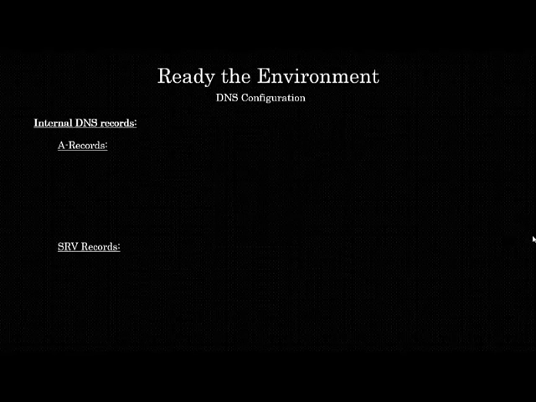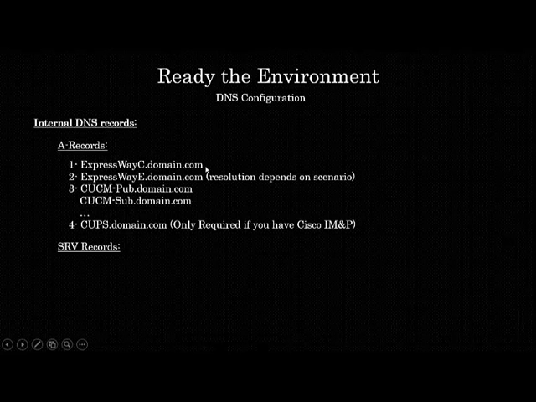After choosing the deployment scenario that best suits your environment, you will need to ready your environment. First of all, let's start with DNS configuration. We will need internal DNS records, A records and SRV records. The A records are the Expressway C A record, the Expressway E A record, and we will need an A record for every CUCM server in the cluster. That's the publisher, subscriber, and every other subscriber server. If you have CUPS or IMNP, you will need to create its own A record too.